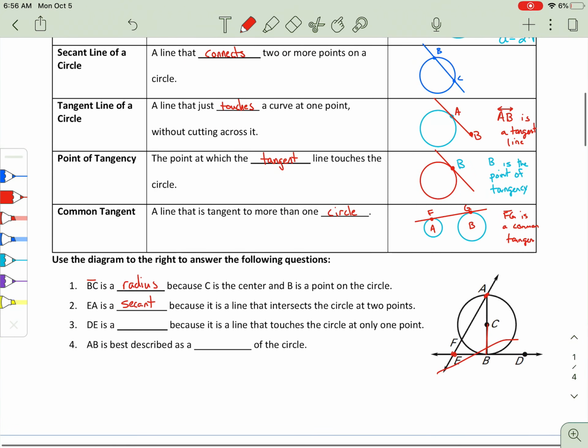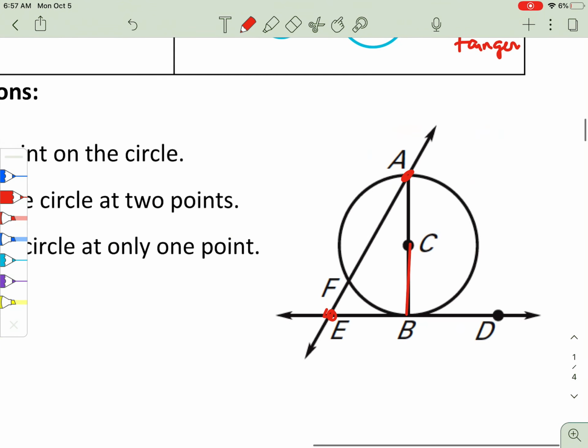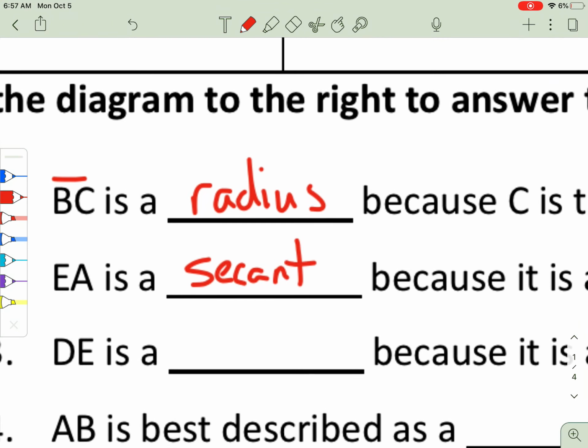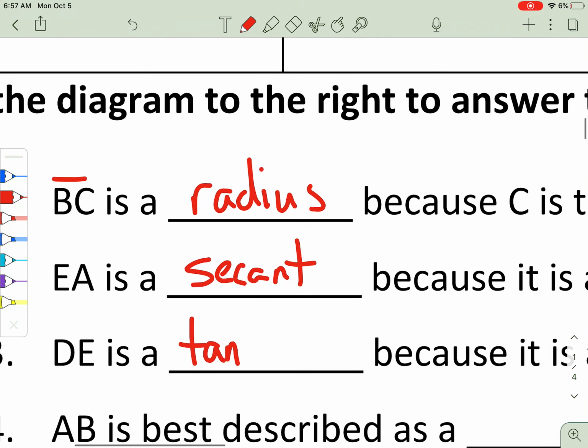DE runs outside right here, but notice it touches the circle at exactly one spot there on the edge, so we call that a tangent line.